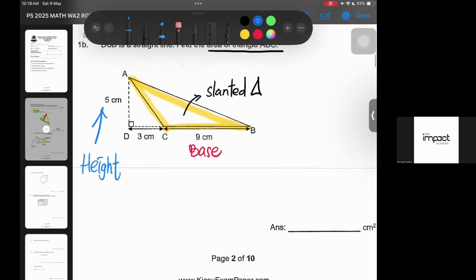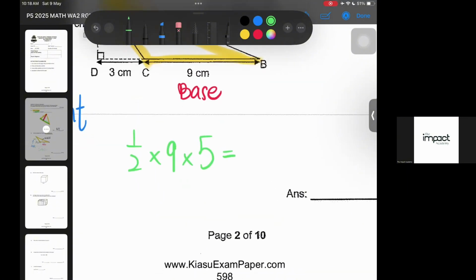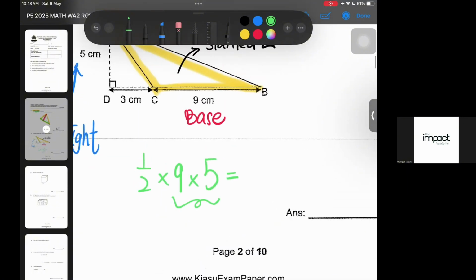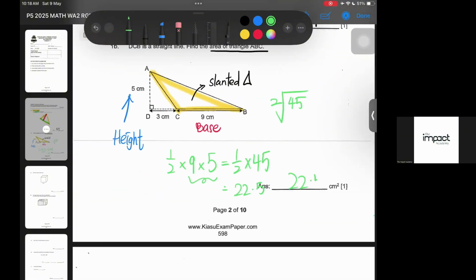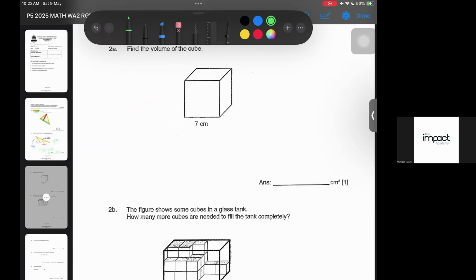The area of the triangle over here is half times 9 times 5. Now, if you find it very difficult to multiply, you can just do 9 times 5 first. Then half times 45. If you are not too sure, you can just do 45 divided by 2, right? So we get 22.5. Is this accurate? Yes or no? And that's the reason why your answer is 22.5 centimeter square.